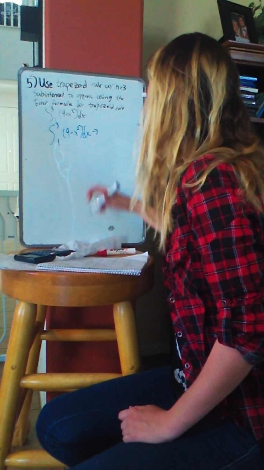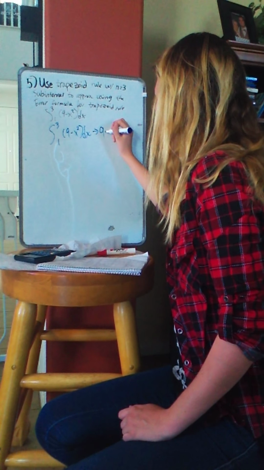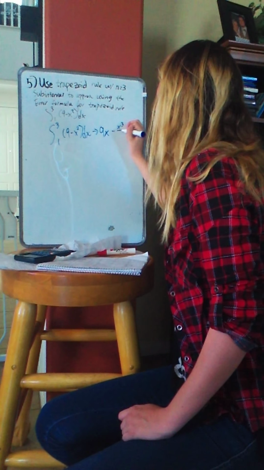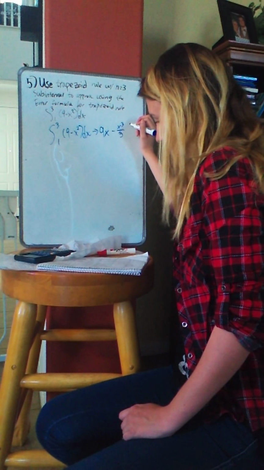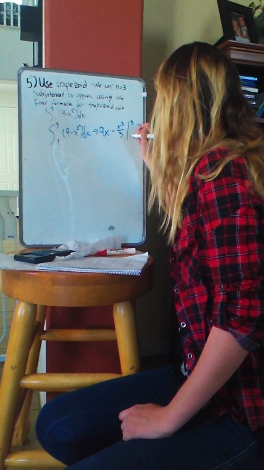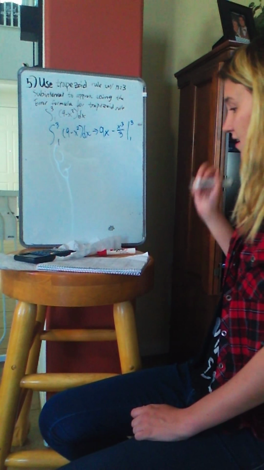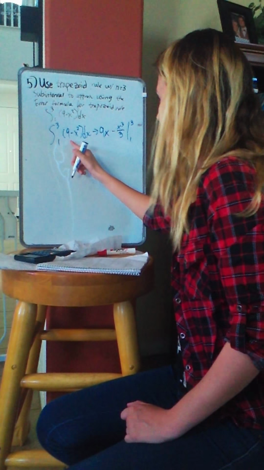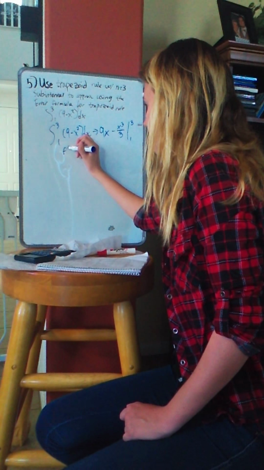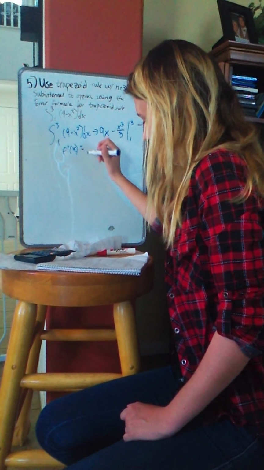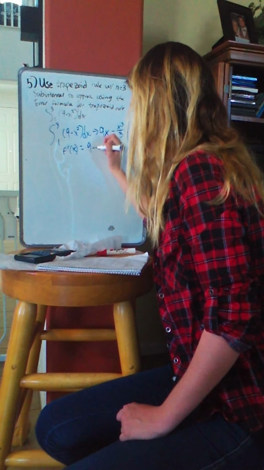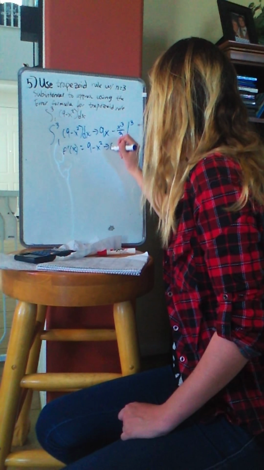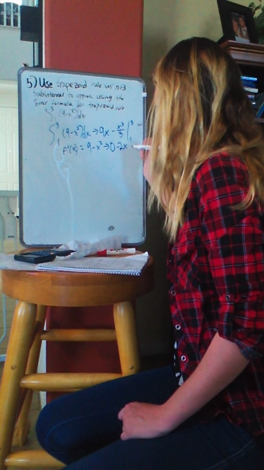And this would be 9x minus x cubed over 3, 1. Now we're going to find the first derivative of this formula, the 9 minus x squared. So the first derivative is going to be 0 minus 2x.